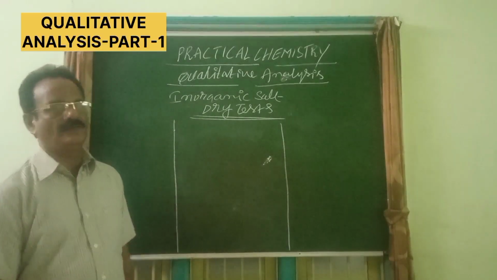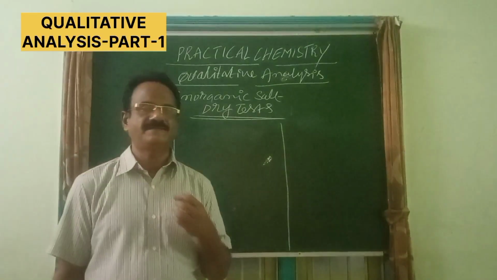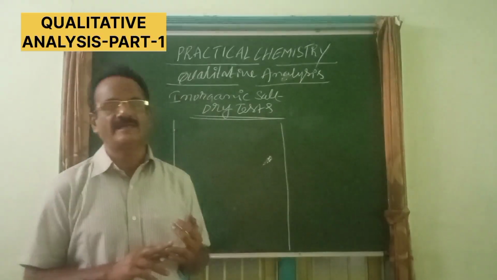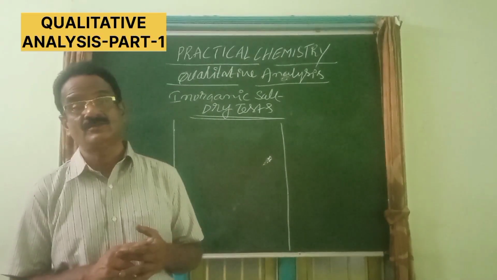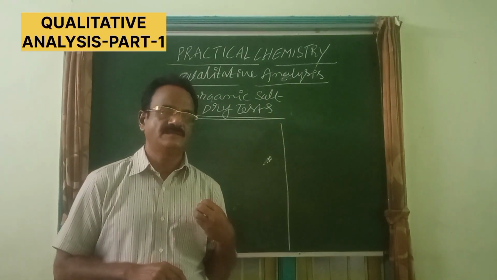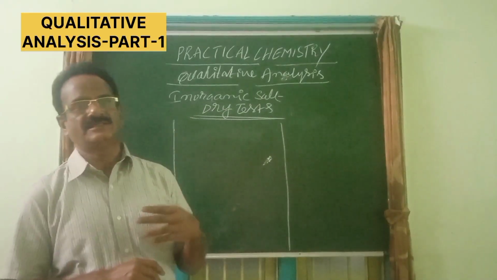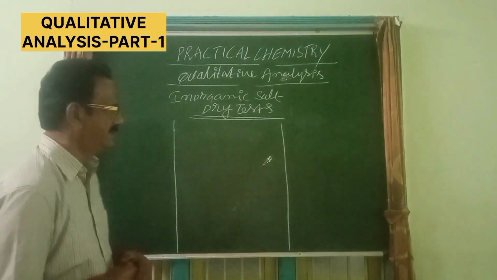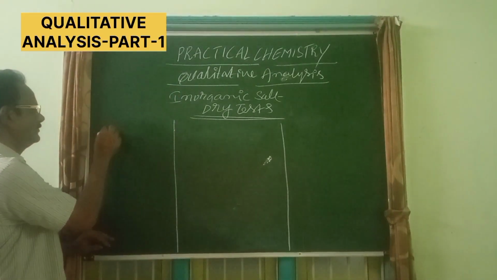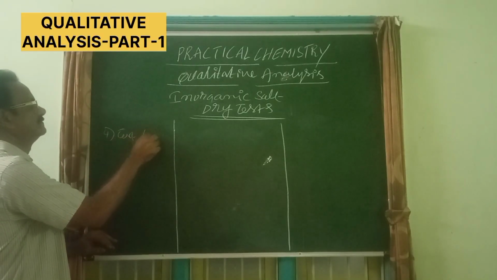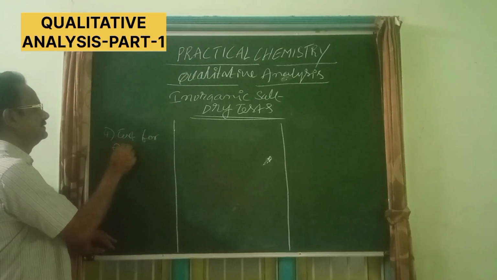Up to now, we have conducted identification tests for 4 ions, that is carbonate, chloride, bromide, nitrate. So if there is no positive observation, we have to search for the remaining ions. See here, the fourth one: test for acetate.